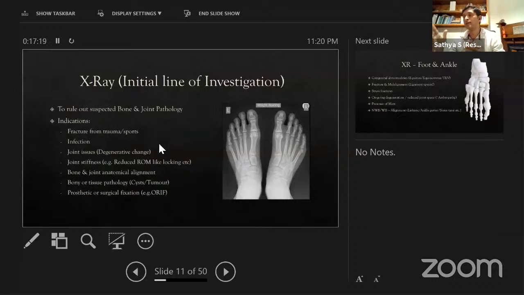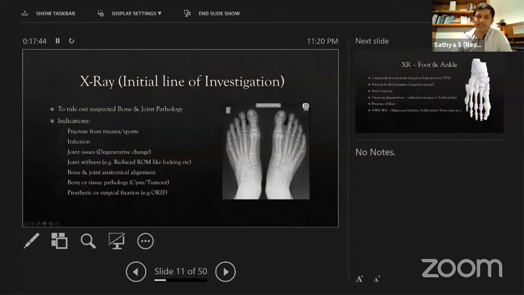So here we are seeing, my suspicion was whether this person has a Lisfranc injury. A Lisfranc injury, as I mentioned before, is an injury involving the base of the first and the second, and involving the medial cuneiform bone, and also the ligament that connects this area. So why are we doing these initial X-rays? To rule out any suspected bony and joint pathology.